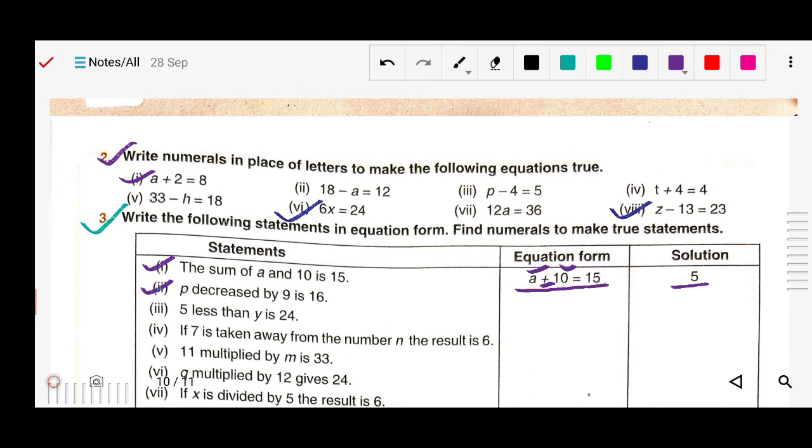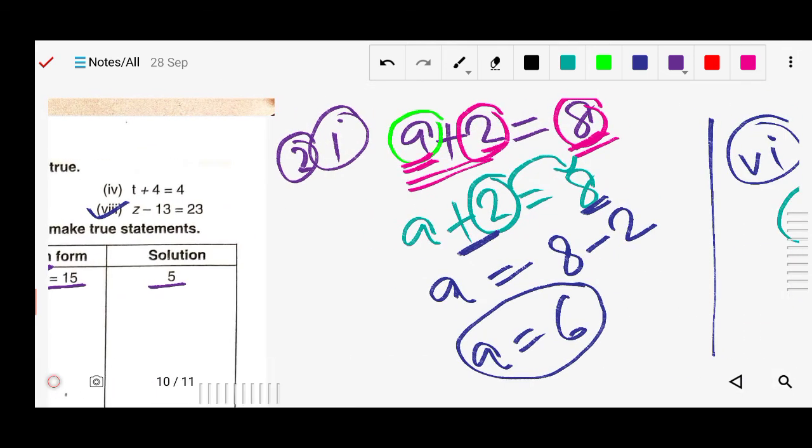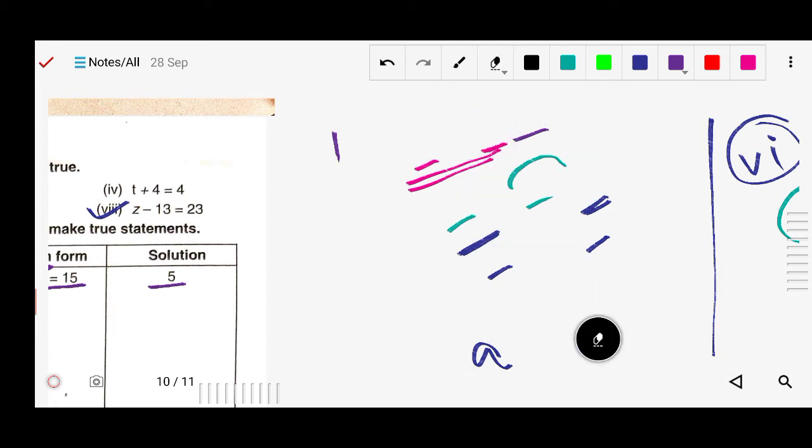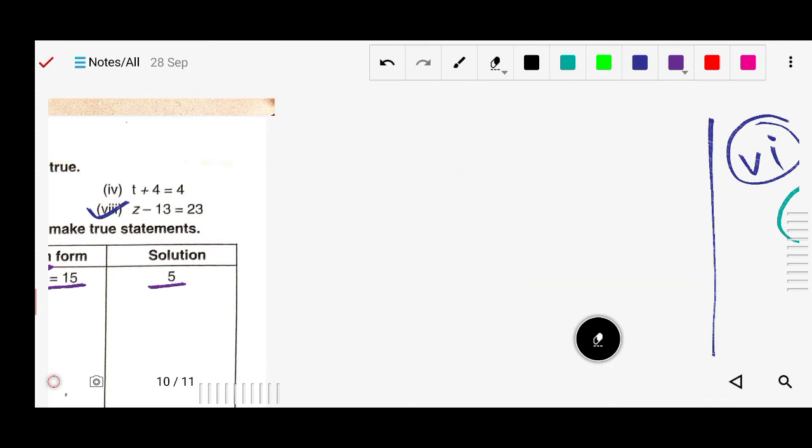Similarly, I will just solve this one: p decreased by 9 is 16. You have to find the solution. How will you do it? First of all, I will write the equation for it. Now, what is p decreased by 9? This is question number 2.